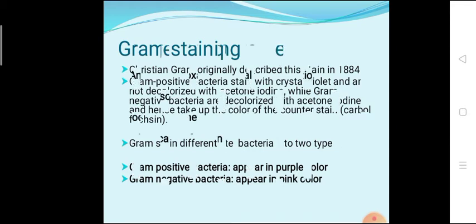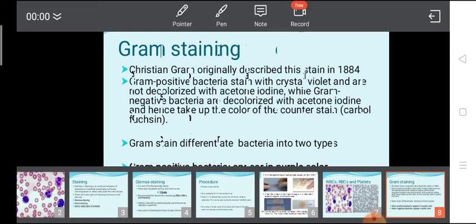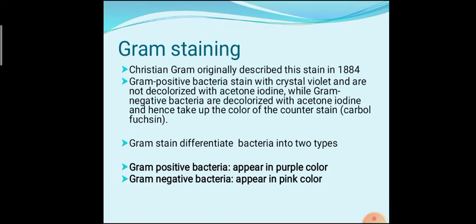Okay, let's start the topic. Gram staining. Christian Gram originally described this stain in 1884. So the gram staining was first described by a scientist named Christian Gram in 1884. He used the gram stain for the first time, and he declared that on the basis of gram stain, bacteria are classified into two types: gram-positive bacteria and gram-negative bacteria. So he is the scientist who used the gram stain for the first time in 1884.